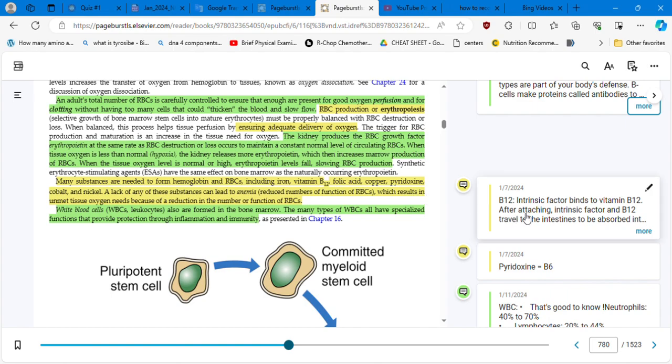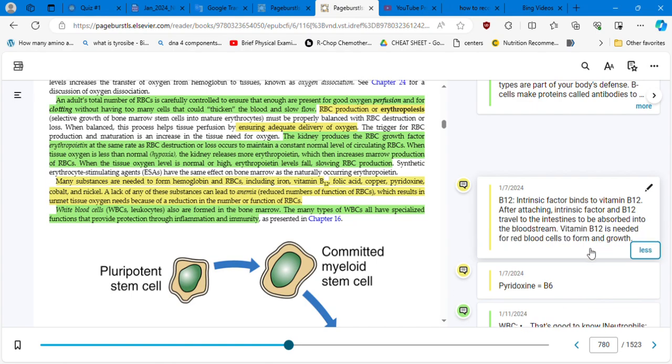So B12, let's do an introduction. We are going to speak about this more in detail in the next chapter. It's produced when the intrinsic factor binds to B12, right? After attaching, intrinsic factor and B12 travel to the intestines to be absorbed into the bloodstream. Vitamin B12 is needed for red blood cells to form and grow. We know that B12 is important to develop RBCs.